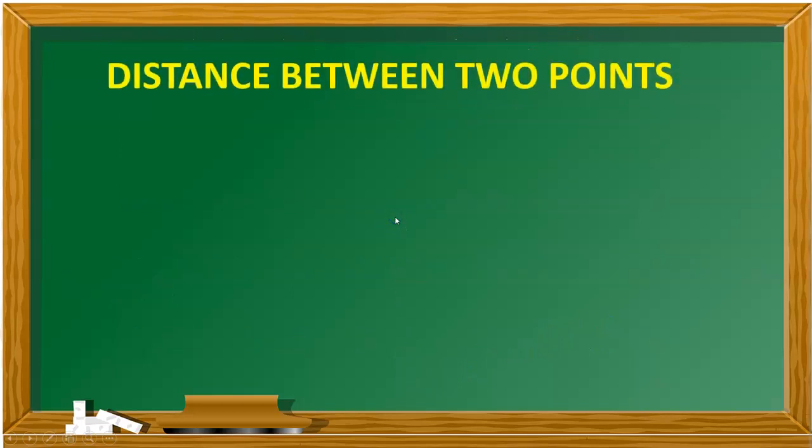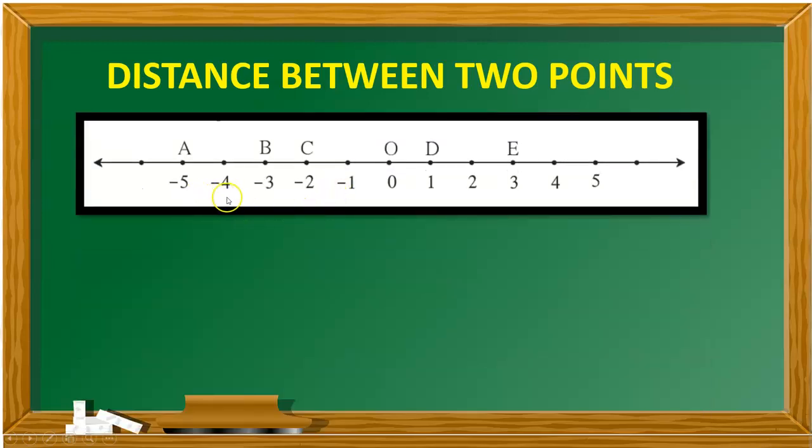We move on to the next concept, that is distance between 2 points. Now, in order to understand the distance between 2 points, we take a number line. If I have to find distance AB or distance BC, I need to subtract the smaller coordinate from the greater one. So, if I have to take AB, I will be subtracting -5 from 3. If I have to find distance BC, I would be subtracting -3 from -2.